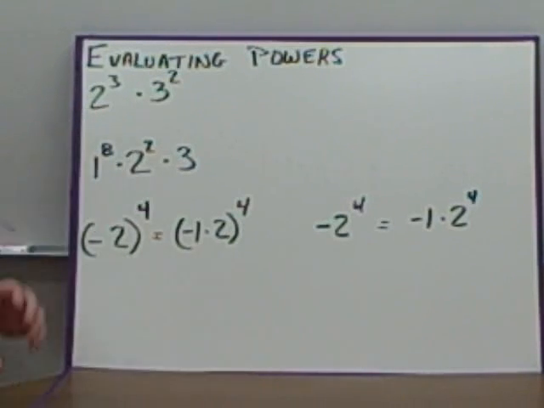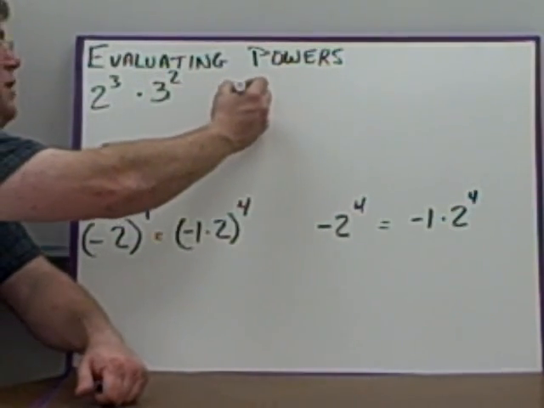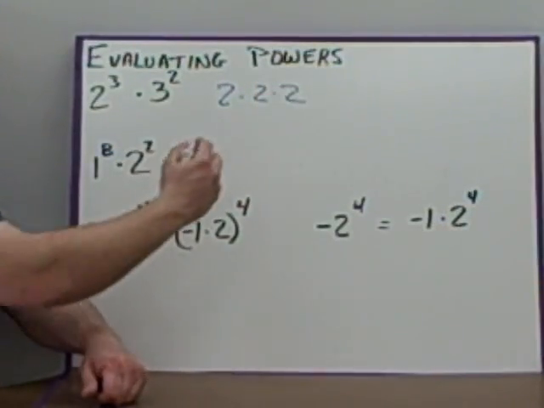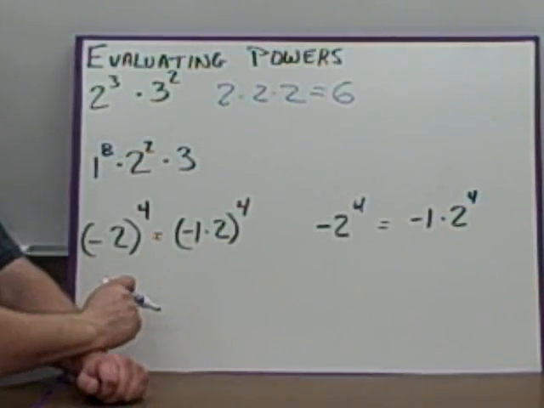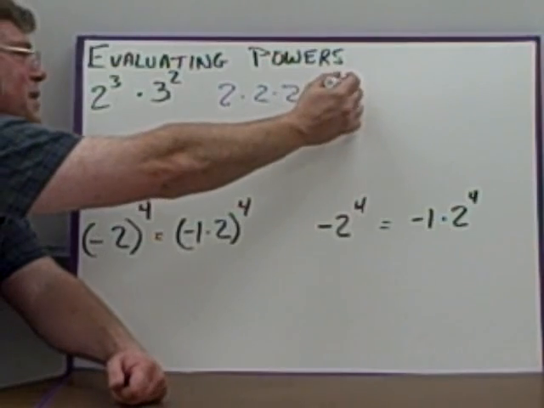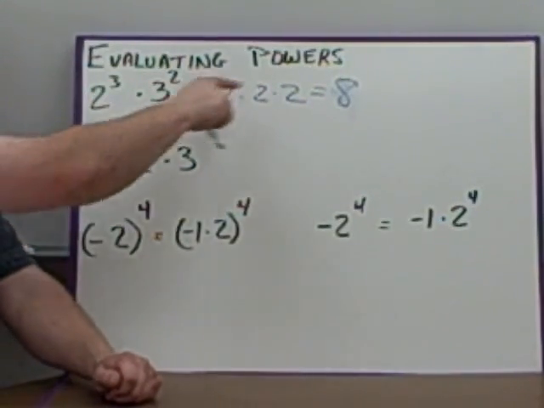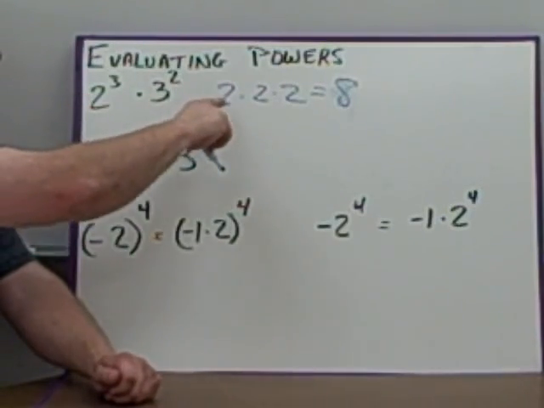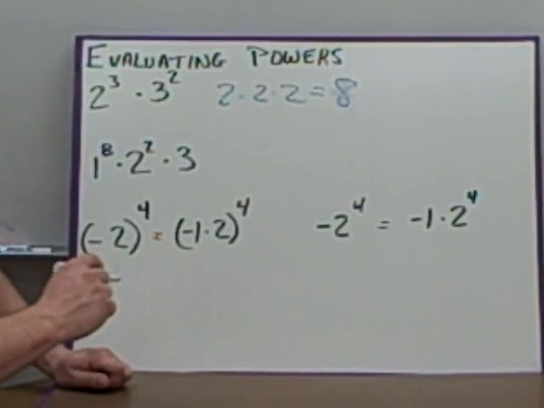Evaluating powers. When you're asked to evaluate an expression like this, they're asking you to simplify into actual numbers. 2 cubed is 2 times 2 times 2, which is equal to 2, 4, 6. Sorry, not 6. 2 times 2 is 4, times 2 is 8. It's not 6. A lot of people make that confusion. 2 times 3 gives you 6, but 2 to the cubed is 2 times 2 times 2, which is 8.